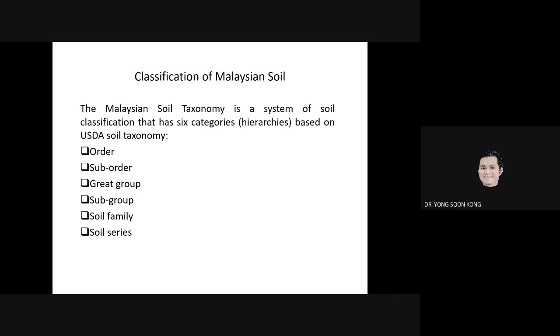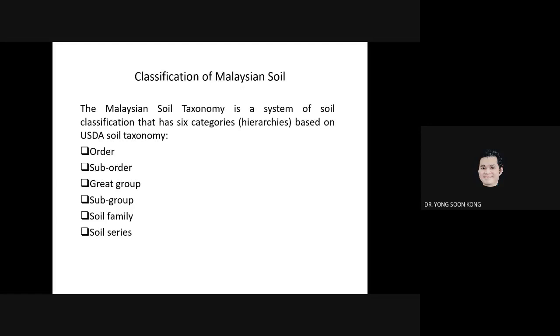So this is the classification of Malaysian soil and these other fundamentals. Now, if you look at these 6 points, it looks quite similar to the classification for biological organism. And in fact, it's quite similar. Not exactly the same, but quite similar. In fact, the only difference that you can see right here is it begins with on top, the order, then suborder, great group, subgroup, soil family, and finally soil series.